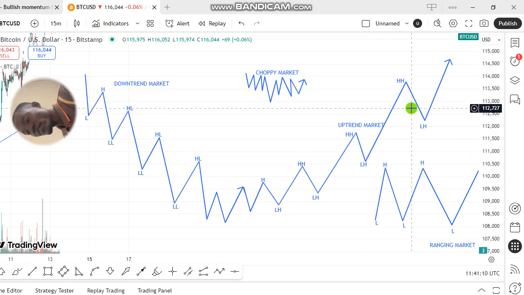So when you identify a market as an uptrending market, then you look for buying positions only until the market changes direction to either the downside or a different market structure.